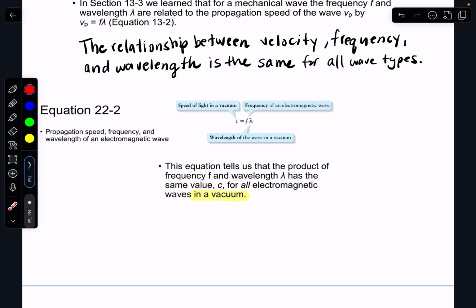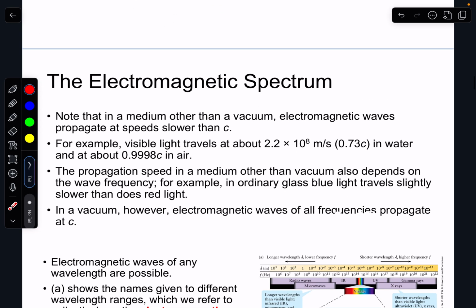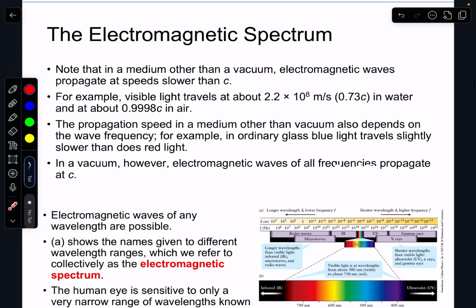In the next chapter, you're going to see that when these electromagnetic waves move through some other material, this equation will be true, except c will be replaced with velocity. But for now, we're talking strictly in vacuum. So the speed of every single electromagnetic wave will be the speed of light, c. So let's talk about the spectrum. There are a lot of types of electromagnetic waves.